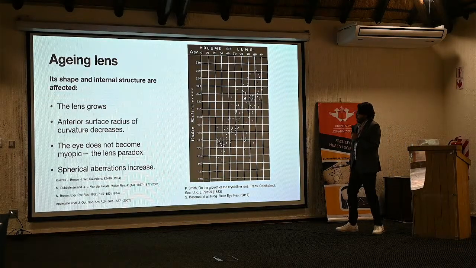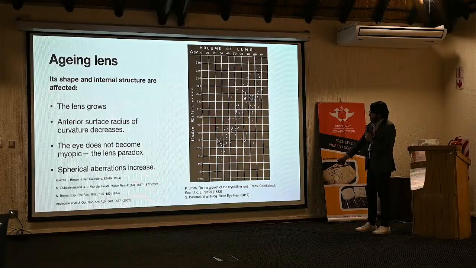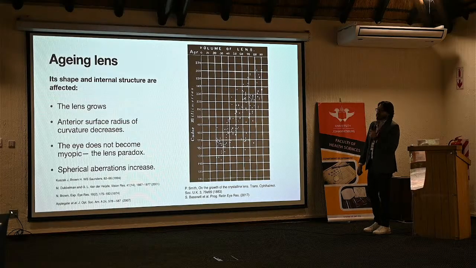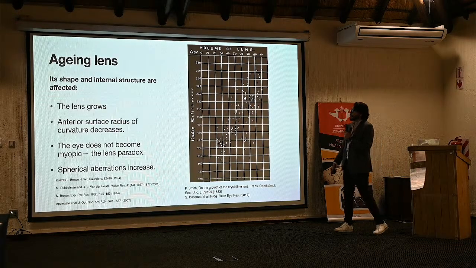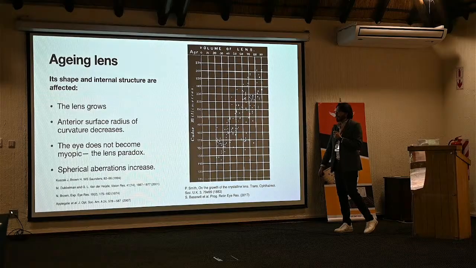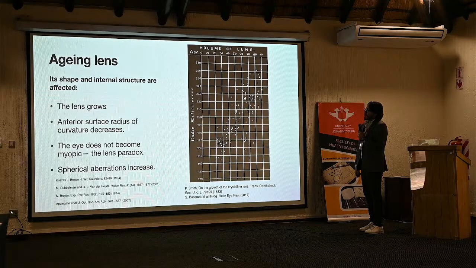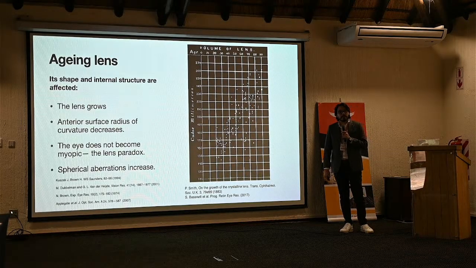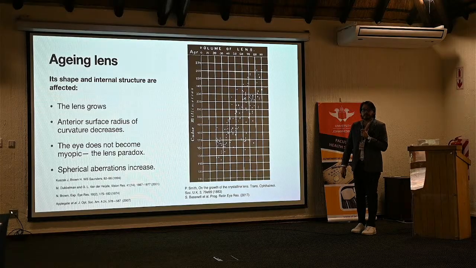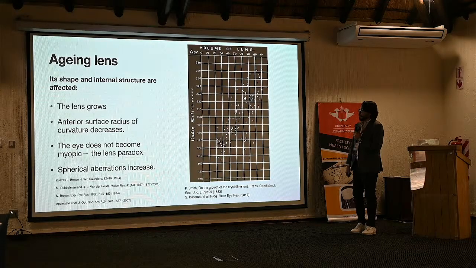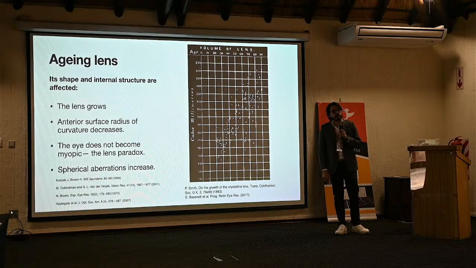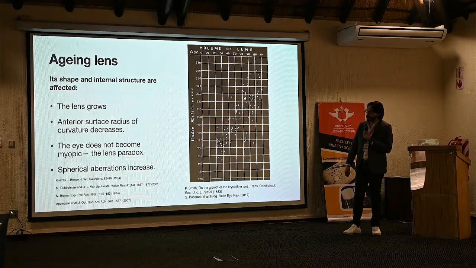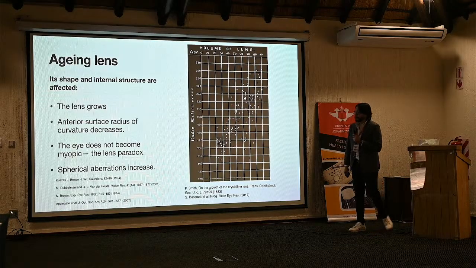One thing that has been known for some time is that the lens grows with age. And it has been measured that the anterior surface radius of curvature decreases. Despite this phenomenon, the eye does not become myopic, so this has been called the lens paradox. Also, it is already known that with age, spherical aberrations increase.